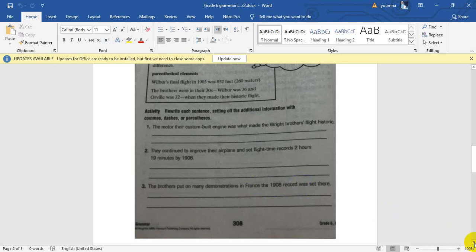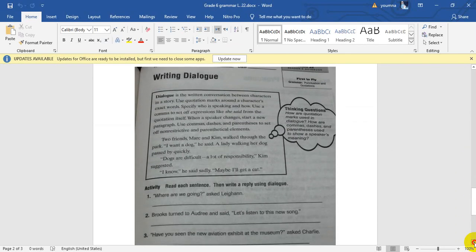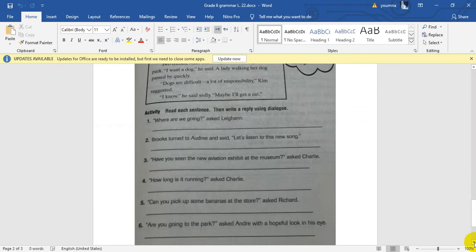Then let's move to the last page, which is page 309. It's how to make a dialogue, okay, by using the quotation marks. You can answer anything, it's open for you, okay? For example, where are we going? Asked Lennon, okay? So you can say, I answered, okay, comma, and open a quotation. We are going to the market. Write anything but use quotation marks.